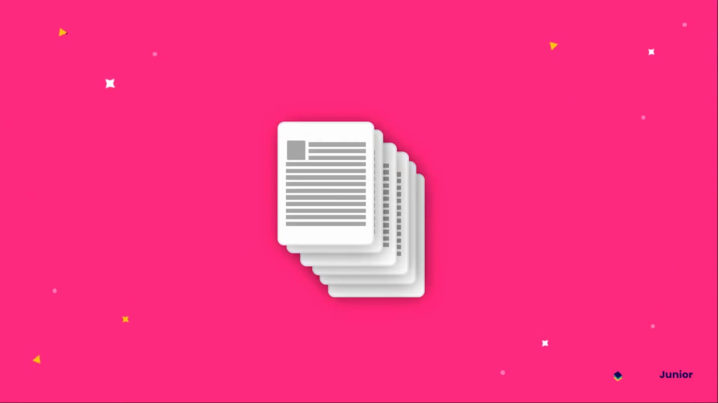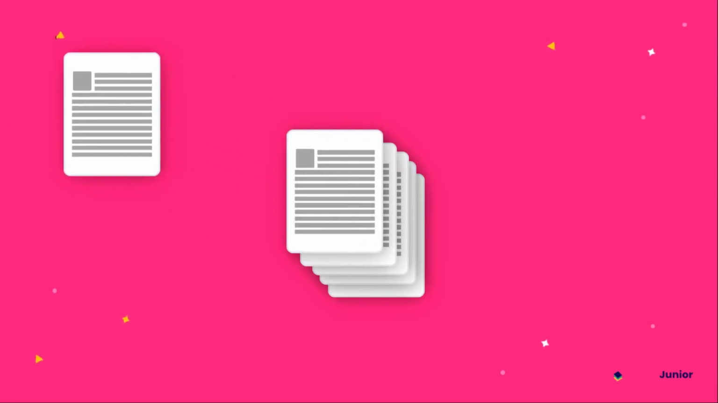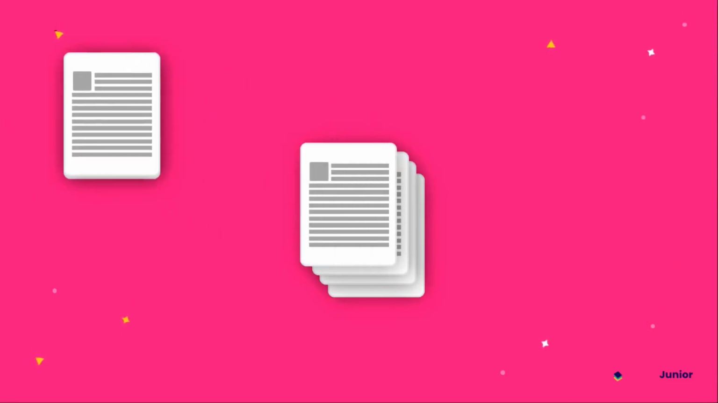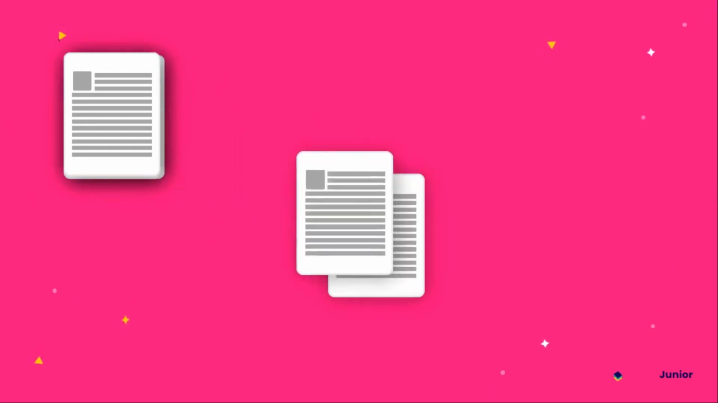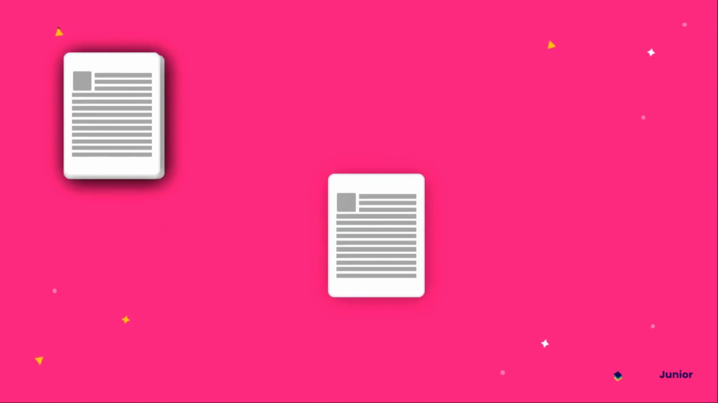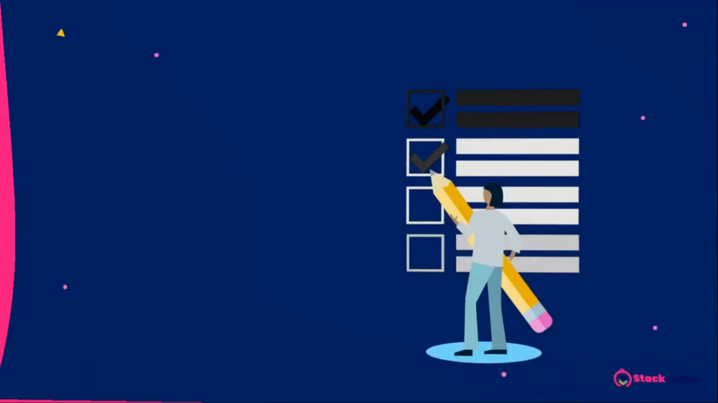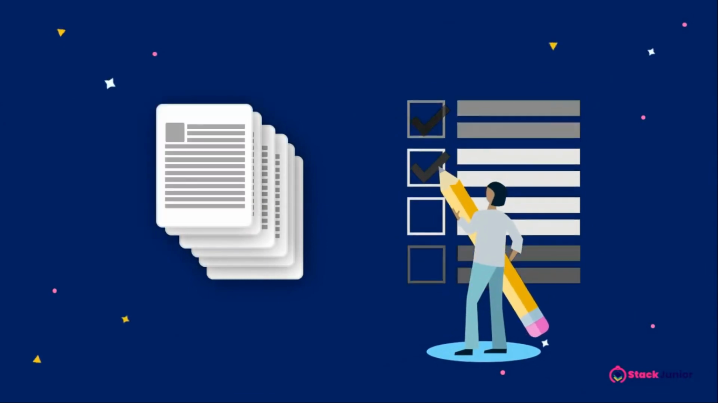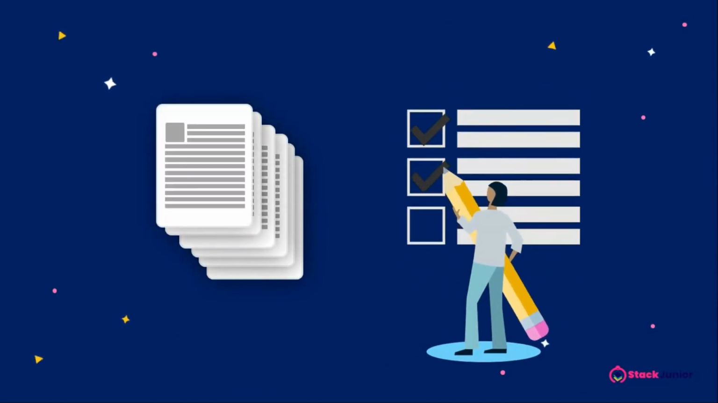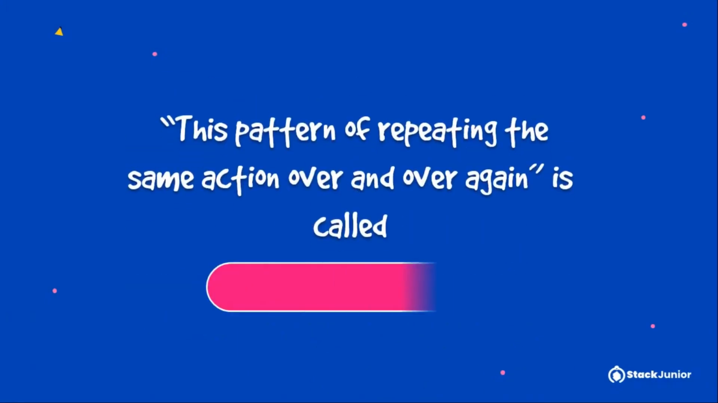The teacher will need to mark the first assignment, the second assignment, the third assignment, and so on, until the last assignment. This means that your teacher needs to keep marking and marking until all the submitted assignments are marked. This way of repeating the same action over and over again is called a loop.